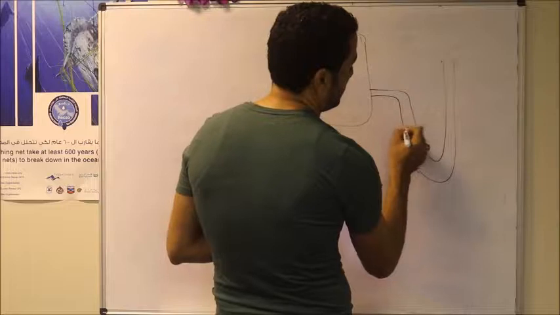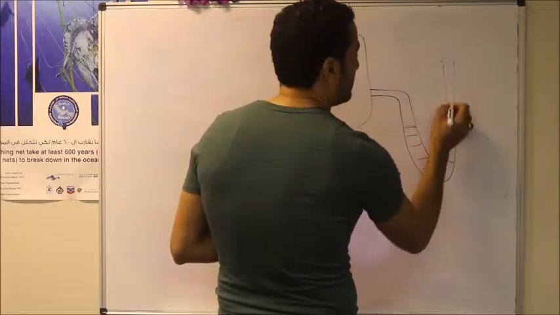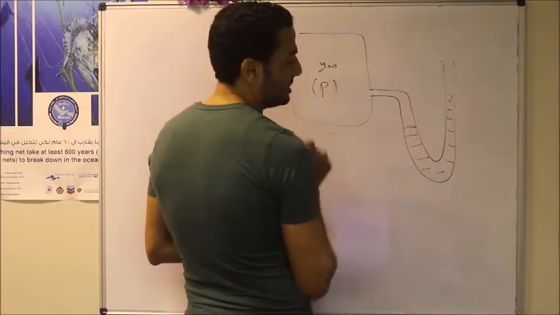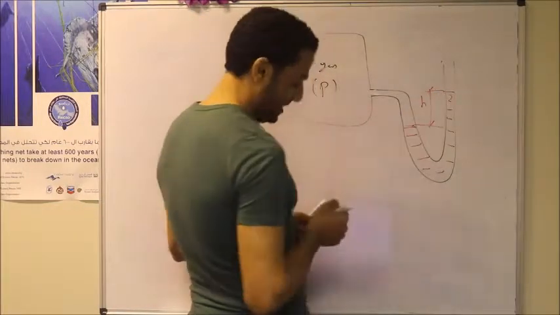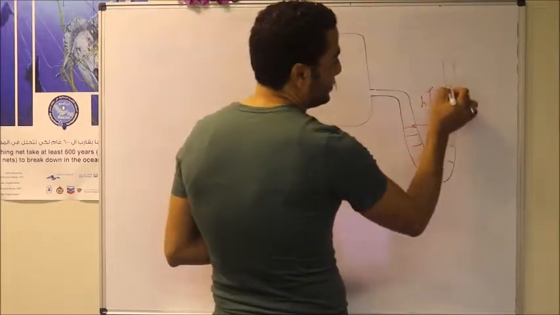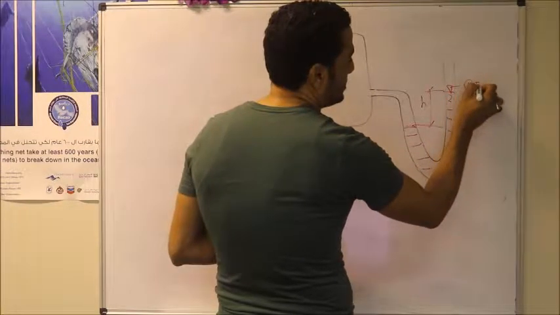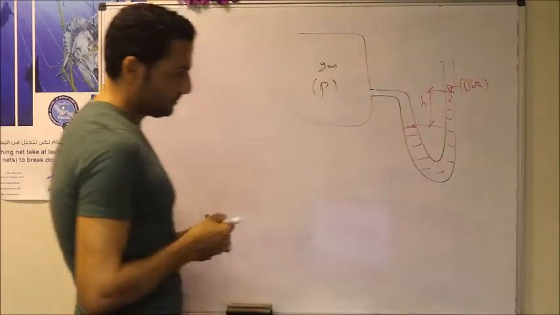Again, we can make a U-tube manometer. Inside this U-tube manometer, we'll have a manometer fluid. Based on this pressure, we can make this opening. We'll have a height difference, let's say h. And again, at the top here, the pressure is atmospheric pressure.